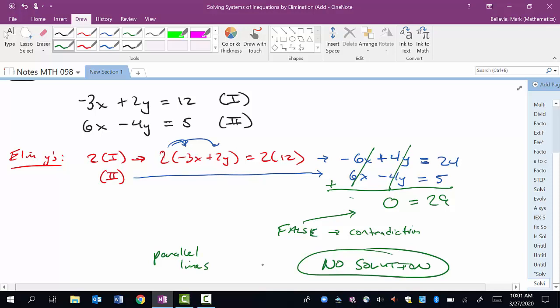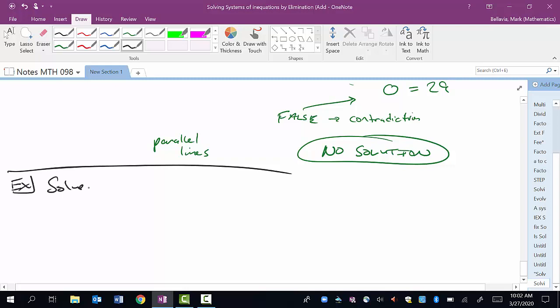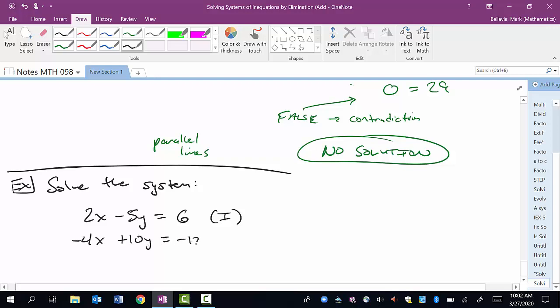It's not necessarily obvious from the beginning of the problem, though, so that's why I want to make sure you saw that. We'll look at one more. If I said to solve the system, and I gave you 2x minus 5y equals 6, I'll label this equation 1, and negative 4x plus 10y equals negative 12, I'll label that equation 2.